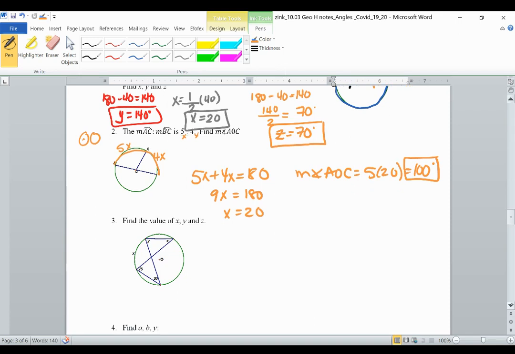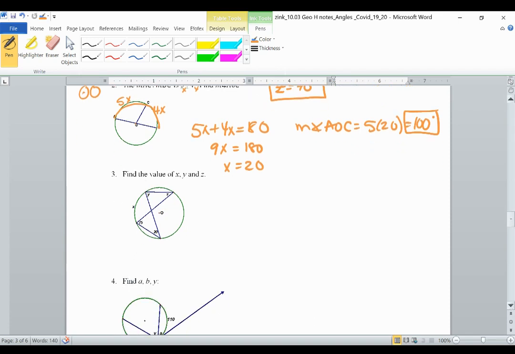All right, number 3, find the value of x, y, and z. So we're given here this angle is 20. I'm going to trace it. So you can see here it hits the circle here and here. So its intercepted arc is x. So if the vertex is on the circle, the arc is 2 times the angle, or the angle is half its intercepted arc. So to find x, we can do 2 times 20, which gives us 40 degrees. So x equals 40 degrees.